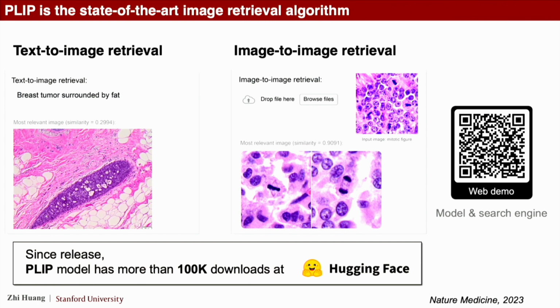PLIP is also a state-of-the-art image retrieval algorithm. We conducted text-to-image retrieval and image-to-image retrieval, and here are two examples. For text-to-image retrieval, if the user inputs a prompt such as breast tumor surrounded by fat, it will give you the correct answer. And if the user inputs an image enriched with mitosis, it will capture the key concept of the input image and return a similar match. This is going to be extremely useful, especially for non-pathologists such as me to learn pathology images. Since release, the PLIP model has had more than 100,000 downloads on Hugging Face.